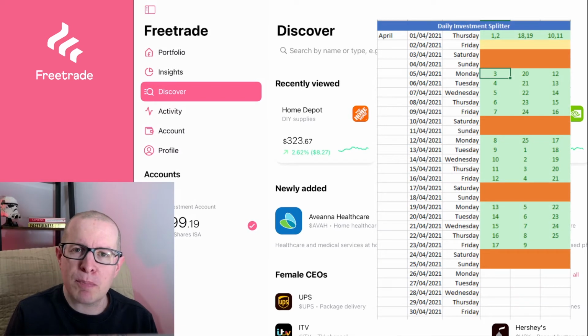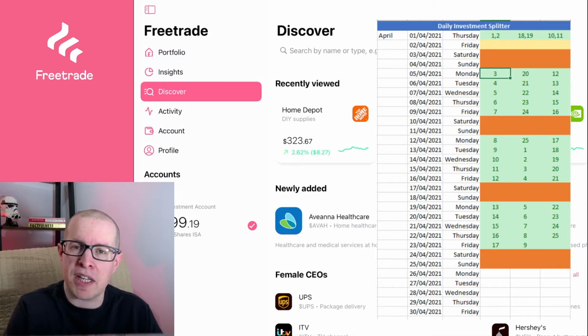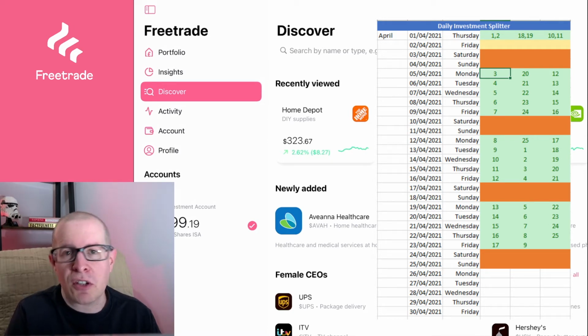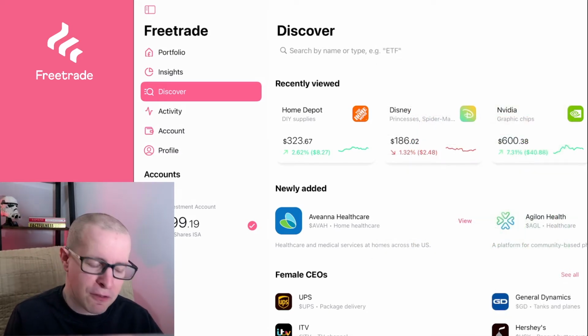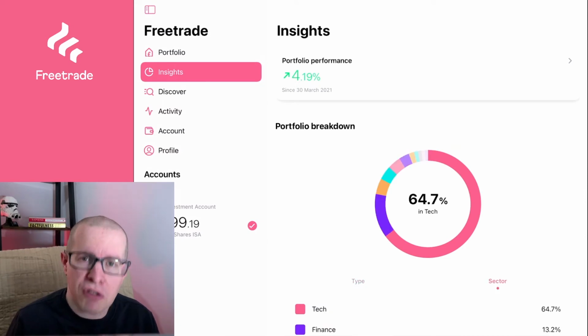Here is a picture of how I split my investments for April. So let's take the 5th of April as an example. I bought companies 3, 20 and 12. For me, company 3 is Amazon, company 20 is T-Mobile, and company 12 is Nvidia. You may also notice that on April 1st there is 6 numbers. I did this because the 2nd was a bank holiday in the US, so I pulled that day's investments forward one day. Freetrade is a very nice platform fee-wise, but it doesn't do a very good job at the moment at tracking investments. For better tracking, I created a spreadsheet, so let's swap over to that now.